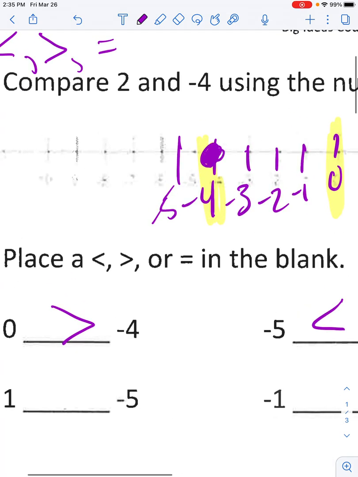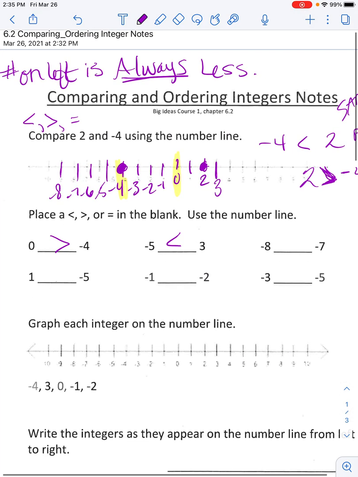If we're comparing -8 and -7, look at -8, look at -7. Which number is further to the left? -8 is further to the left, so it is less. It's going to point to the smaller number, the number on the left. 1 is greater than -5.